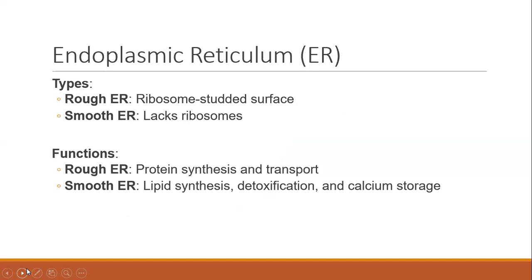Endoplasmic reticulum. There are two types of endoplasmic reticulum: the rough endoplasmic reticulum that has a ribosome-studded surface, and the smooth endoplasmic reticulum that lacks ribosomes. Now, the rough endoplasmic reticulum is responsible for protein synthesis and transport, while the smooth endoplasmic reticulum is responsible for lipid synthesis, detoxification of harmful materials in the body, and calcium ion storage, just like the mitochondria.